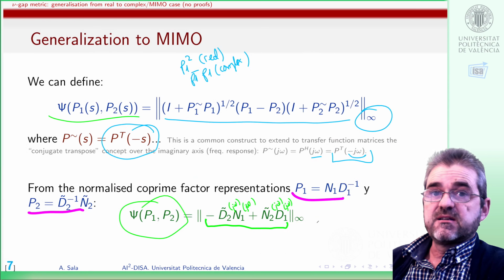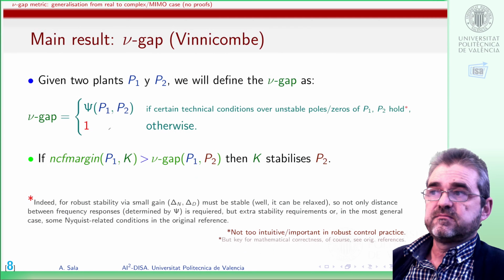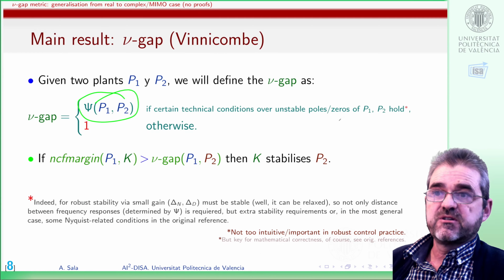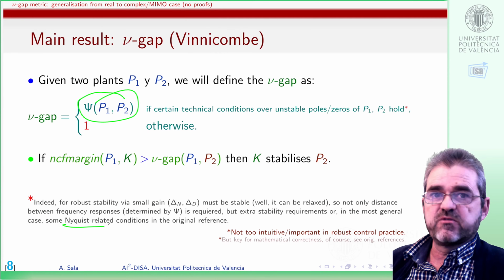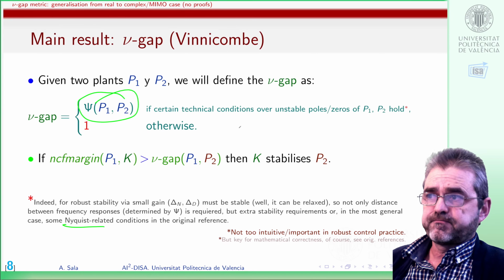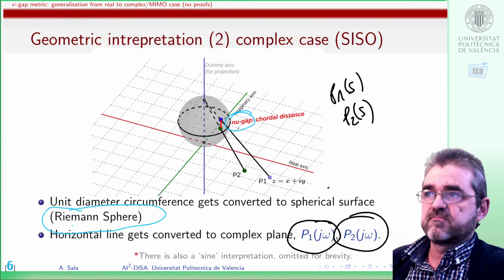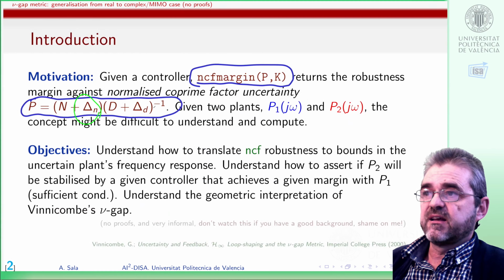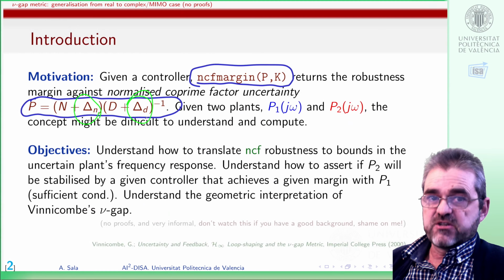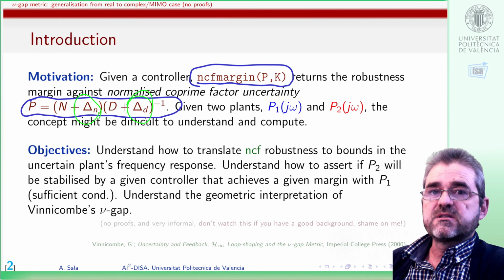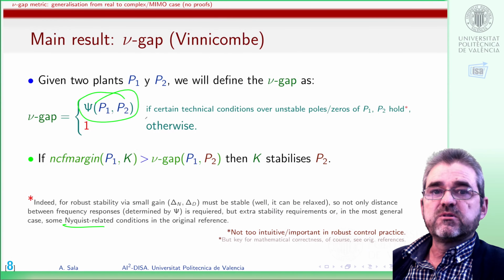At the end, this psi allows us to define the nu-gap as this psi if some technical conditions hold over Nyquist diagram winding numbers related to unstable poles and zeros of P1, P2, etc. These conditions arise from the need of delta n or delta d to be stable to apply a small gain, or some relaxations of that small gain condition based on Nyquist. But okay, read Vinnicombe's book for details.